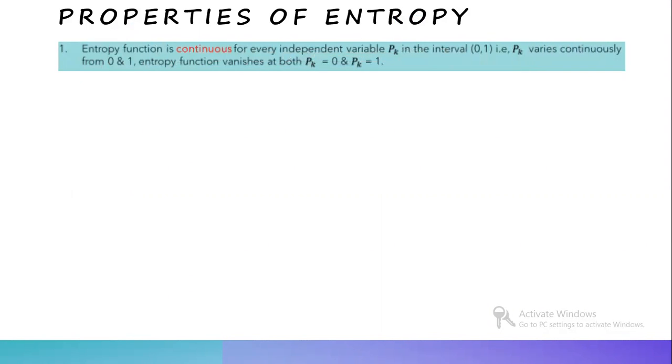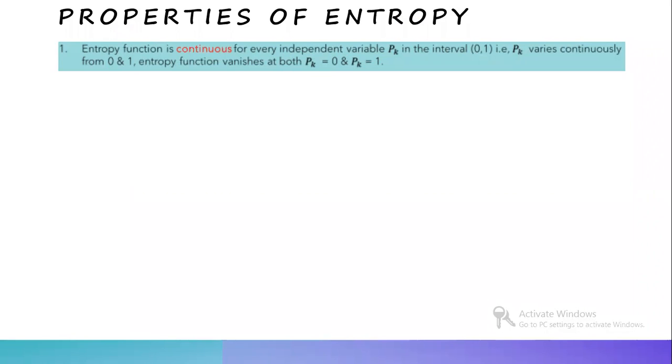The first property of entropy is that the entropy function is continuous for every independent variable pk in the interval 0 to 1. That is, pk varies continuously from 0 to 1. Entropy function vanishes at both pk equal to 0 and pk equal to 1. This is the first property of entropy, that is, it is continuous.